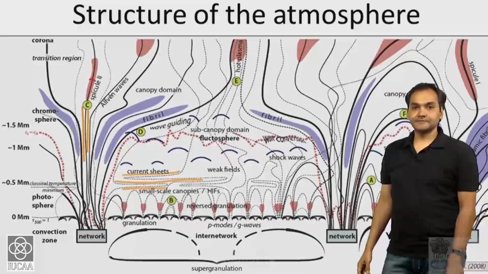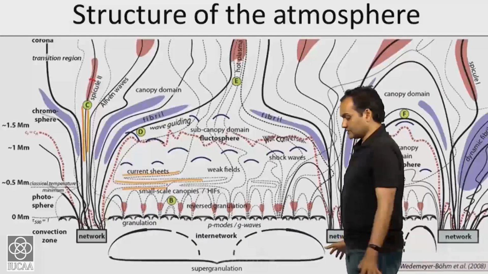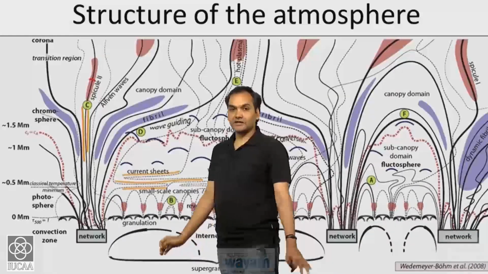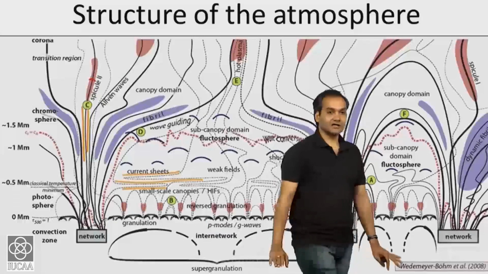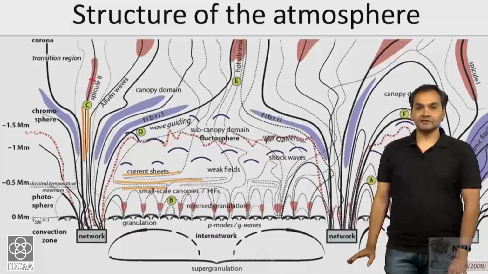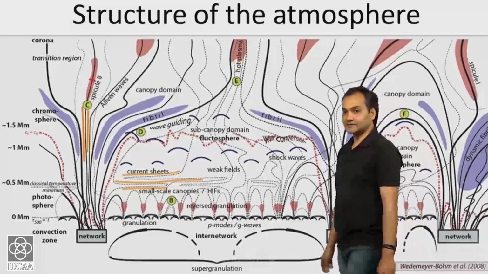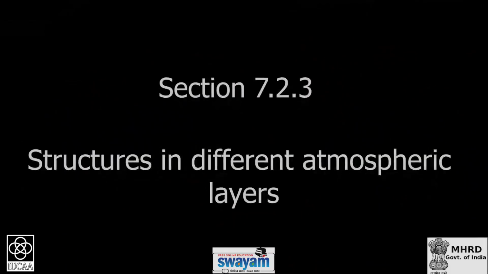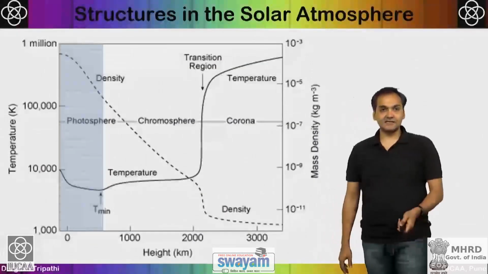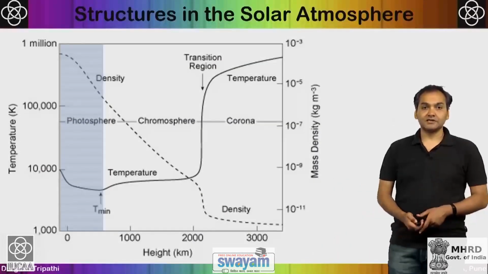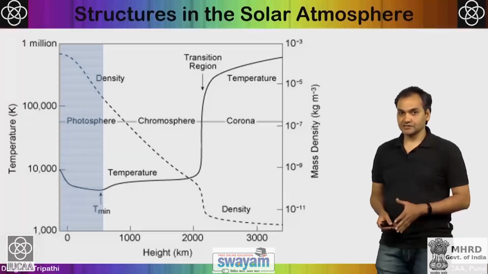So the atmosphere is essentially a zoo, where there are structures at all kinds of length scales possible, and they are evolving at different time scales altogether. Now, let us look at each of these atmospheres in a little more detail and see what structures we see.